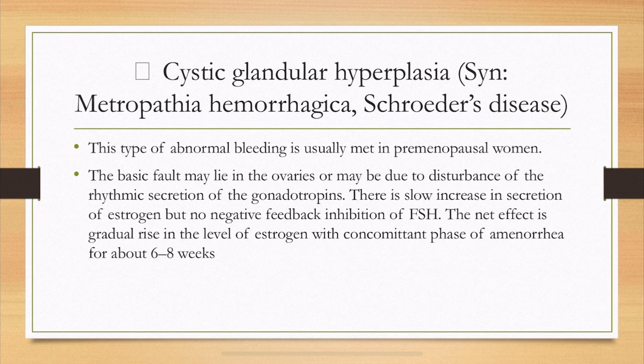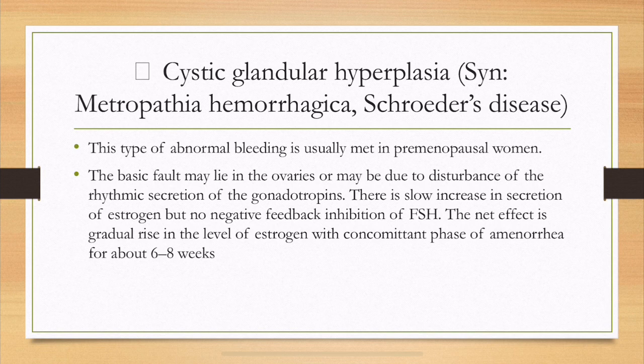There is slow increase in secretion of estrogen but no negative feedback inhibition of FSH. So what happens? There is no proper secretion of GnRH, so it does not stimulate the pituitary properly. FSH secretion will be low, so there is slow secretion of estrogen. Even the estrogen levels won't be normal. There is slow increase in the secretion of estrogen but it does not give any negative feedback inhibition to the FSH.